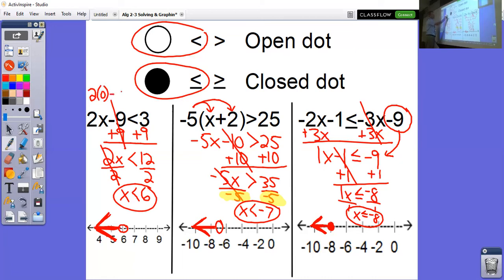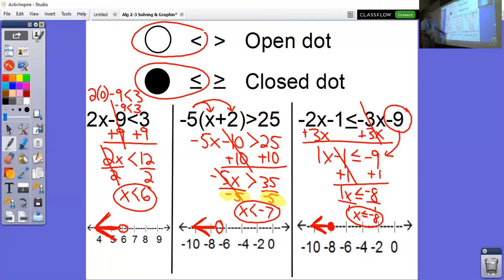If we had 2 times 0 minus 9, 2 times 0 is 0, minus 9 is negative 9. We would end up with negative 9 is less than 3. Is negative 9 less than 3? Yes, it is. All the numbers that are less than 6 will work in that inequality statement. So all of them will check.